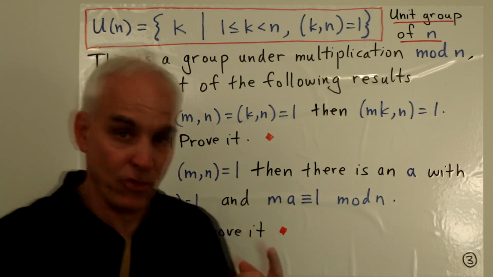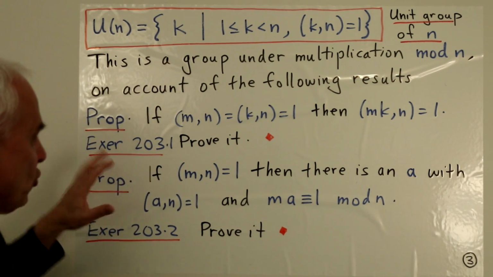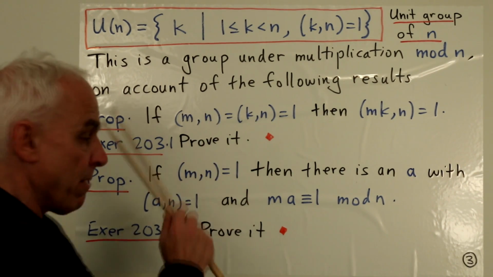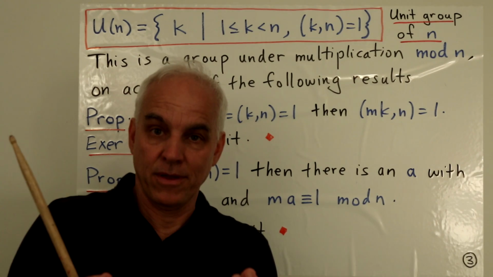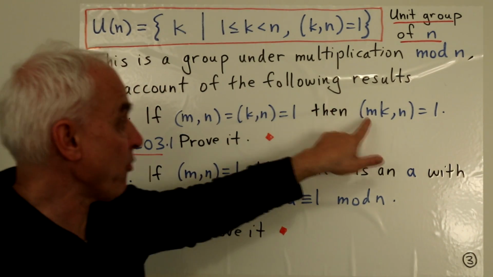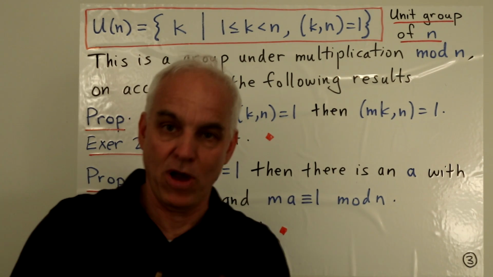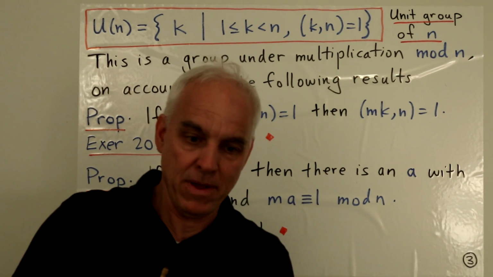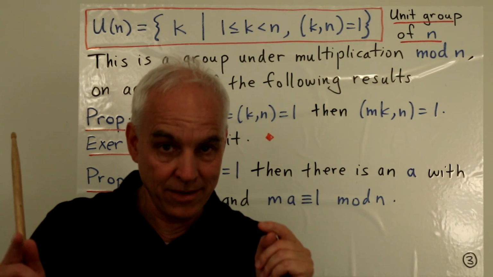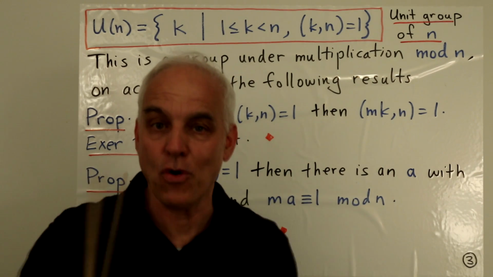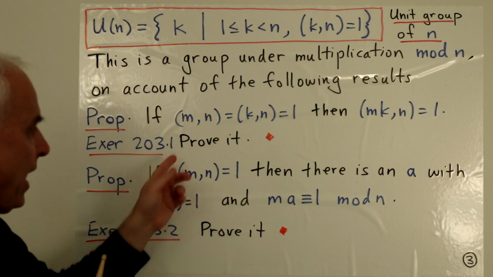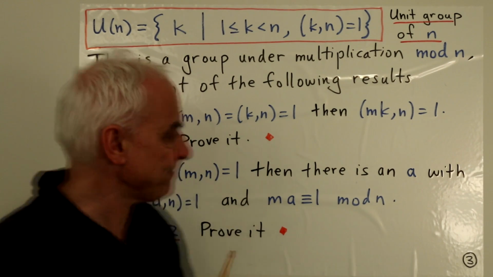Now this turns out to be a group on account of the following two fundamental propositions. The first is that if you have two numbers m and k, which are both relatively prime to n, in other words, they're sitting inside here, then their product is also relatively prime to n. So if m has no common factor with n, and k has no common factor with n, then m times k will have no common factor with n. That's what this proposition is saying. And I'll leave it to you as an exercise to prove it.